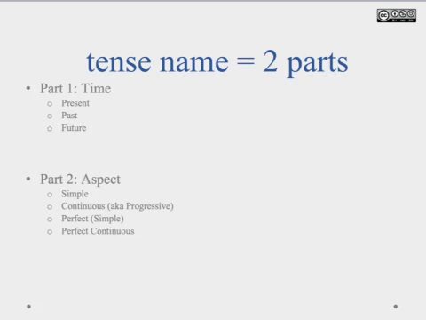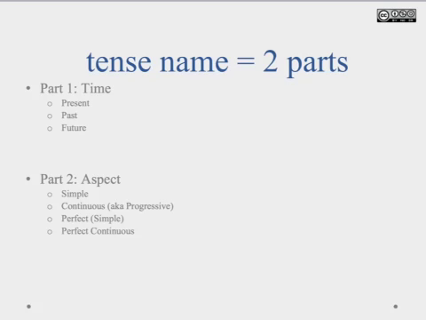Every tense has a name which has two parts. The first part refers to time, or tense to be grammatically correct. There are basically three time zones which you can use. It's either present, past, or future. The second part of the name of the tense is what we call the aspect. And you have four possibilities here.